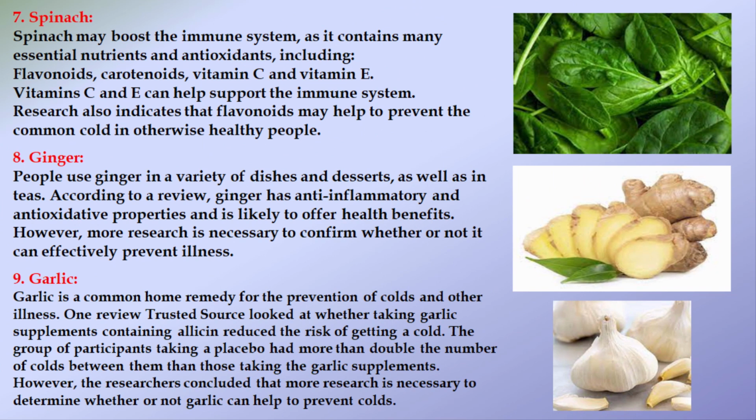7. Spinach. Spinach may boost the immune system, as it contains many essential nutrients and antioxidants, including flavonoids, carotenoids, vitamin C and vitamin E. Vitamins C and E can help support the immune system. Research also indicates that flavonoids may help to prevent the common cold in otherwise healthy people.